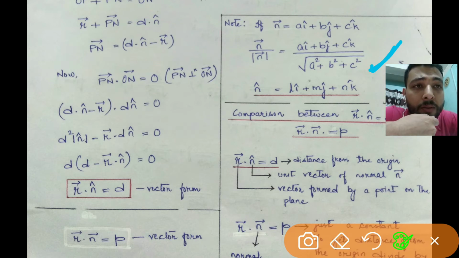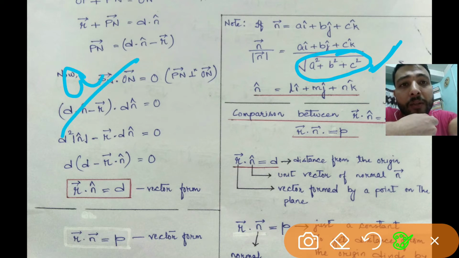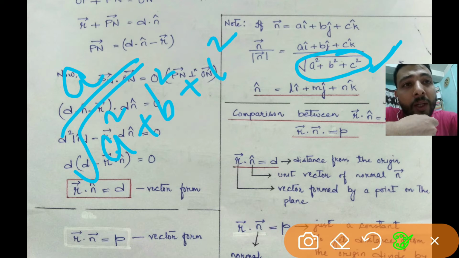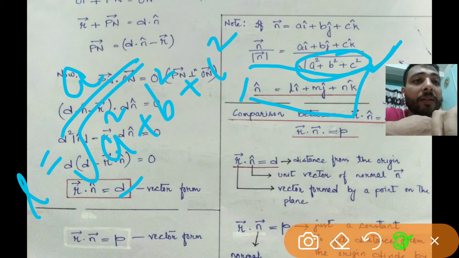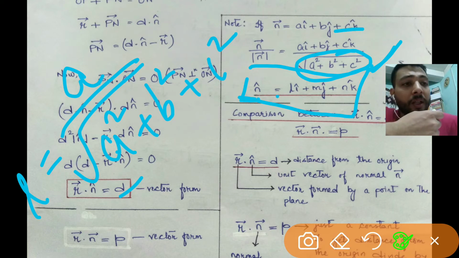Once you separate, this is the LCM for all of them. So once you write a by square root of a square plus b square plus c square, this becomes what? This is l, the direction cosine, right? Similarly for b, similarly for c. So I will be getting my equation for n cap like this. Whenever you write a vector, its unit vector will give you the direction cosines. The vector gives you the direction ratios, and the unit vector gives you the direction cosines.